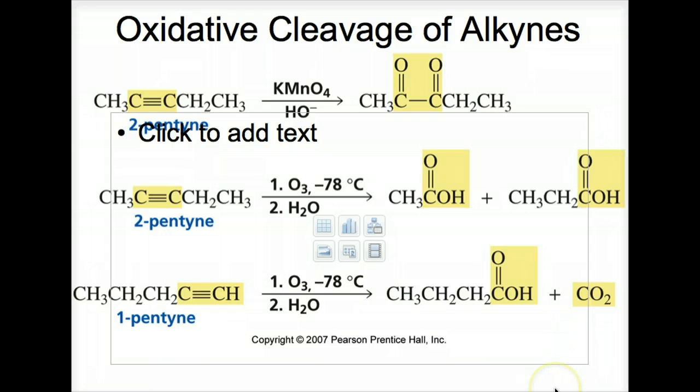So in A, 2-pentyne is oxidized to 2,3-pentanedione with potassium permanganate. In this case, 2-pentyne is oxidized to acetic acid and propanoic acid with ozonolysis. And 1-pentyne is oxidized to butanoic acid and carbon dioxide with ozonolysis. We'll stop right here.